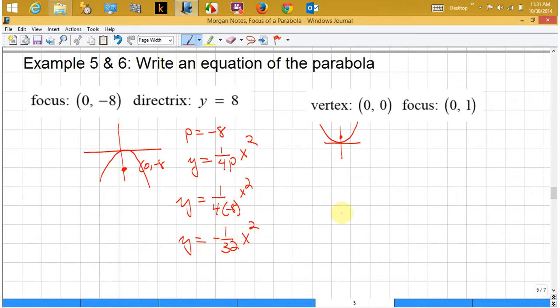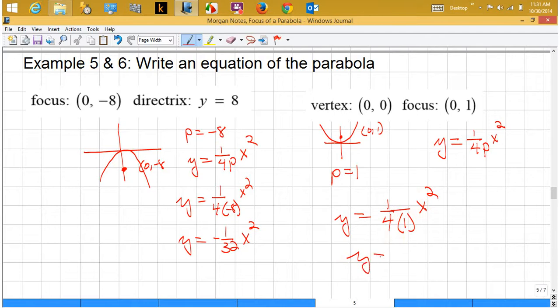This one with a focus of 0, 1, that's going to open upward. That would also be y is equal to 1 all over 4px squared. And in this case, the p value, because here's my focus at 0, 1, p is 1. So y is equal to 1 all over 4 times p, which is 1, x squared. Y is equal to 1/4 x squared.